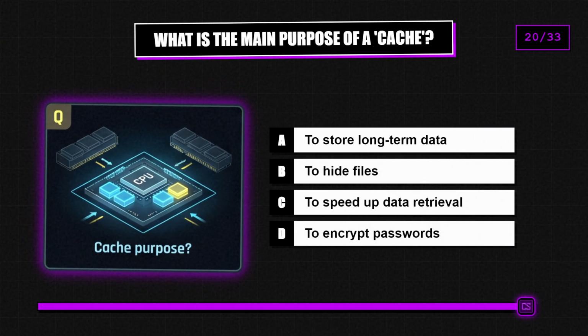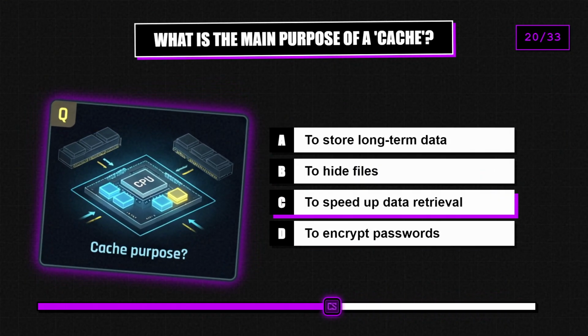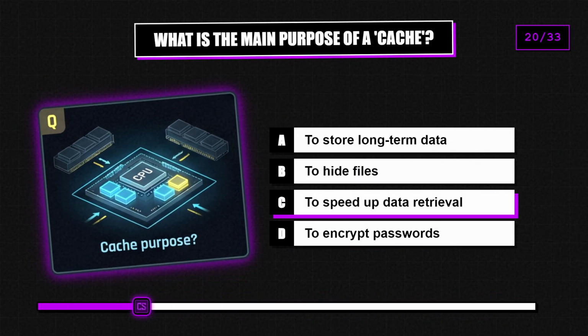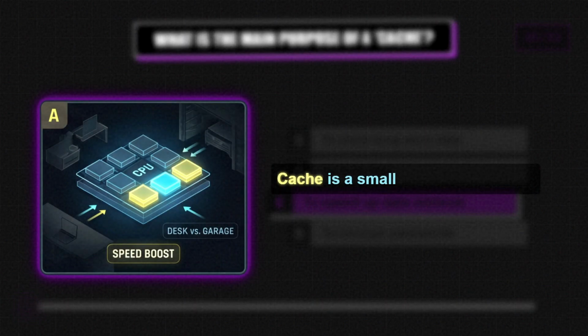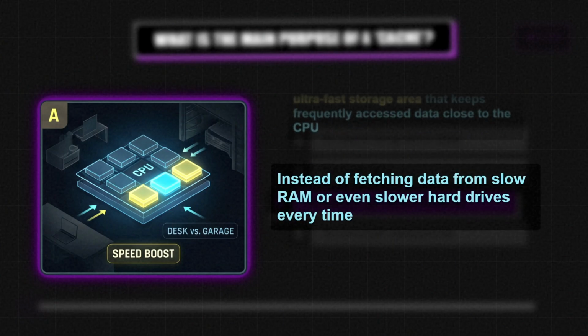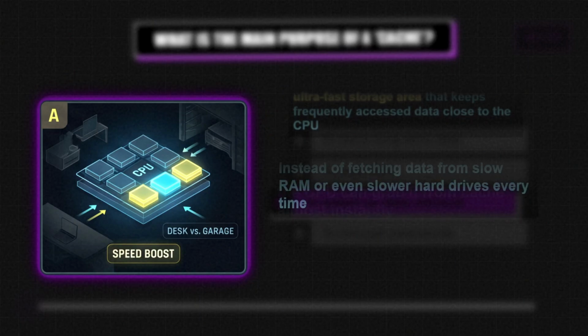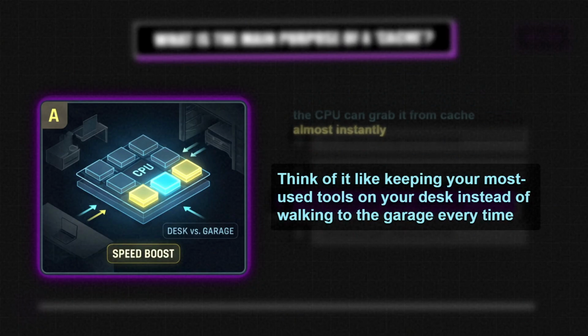What is the main purpose of a cache? Cache is a small, ultra-fast storage area that keeps frequently accessed data close to the CPU. Instead of fetching data from slow RAM or even slower hard drives every time, the CPU can grab it from cache almost instantly. Think of it like keeping your most used tools on your desk instead of walking to the garage every time.